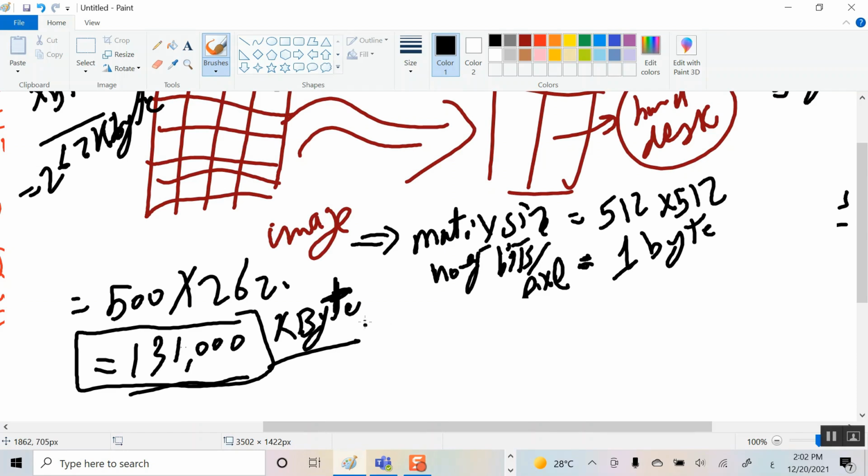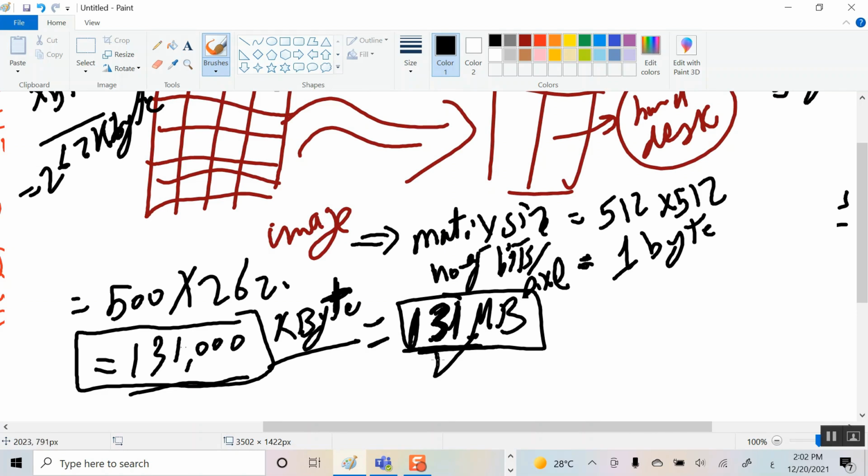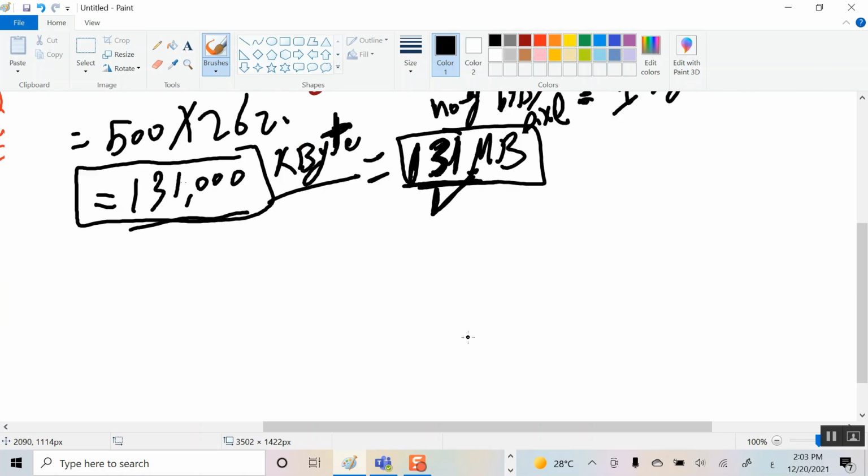Of course, this is in kilobytes. If I want to convert it to megabytes, then 500 images have a size of 131 megabytes. This means that the size of 500 images is 131 megabytes.